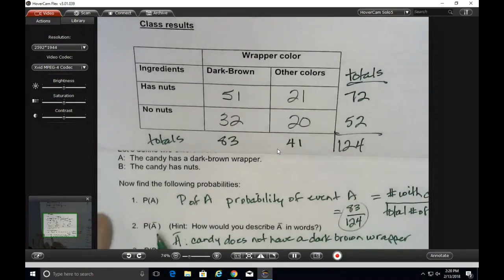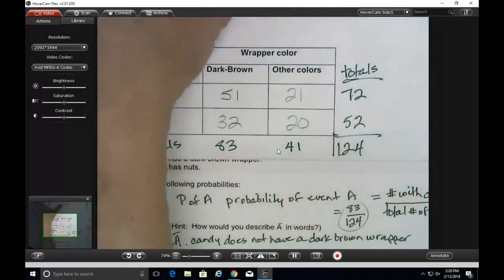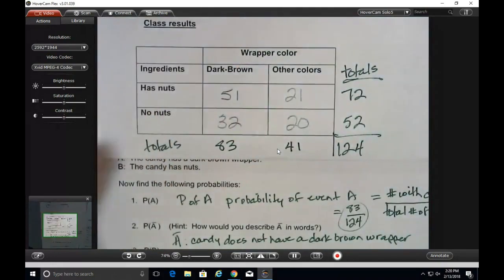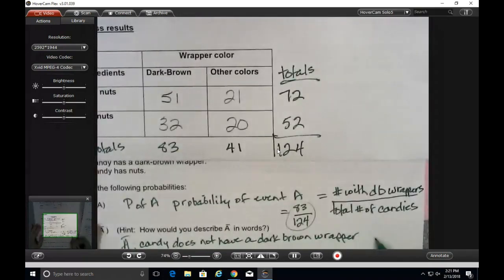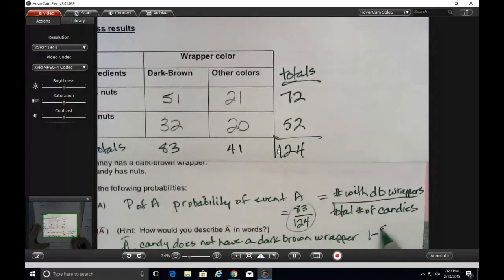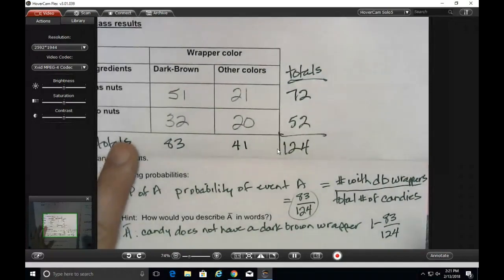To find the probability of our complement, we could either find it directly by looking at our table and seeing how many had the other colored wrappers, which was 41, or for complements, if you already have the probability of the original event, you can take that and subtract it from 1. So we could just do 1 minus the answer that we had up here. And sometimes it's a lot easier to find the probability for the complement than it is for the one directly. This one, it really wouldn't matter.